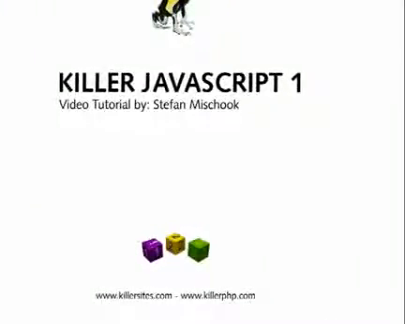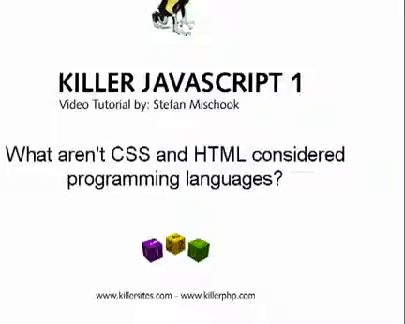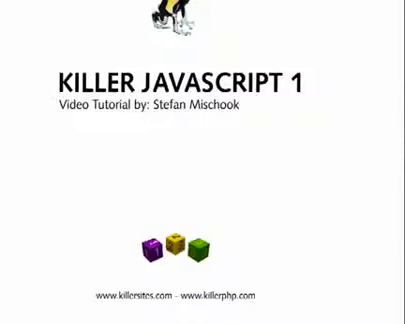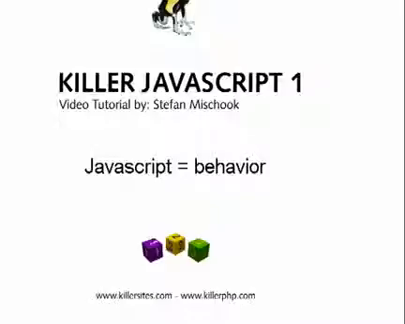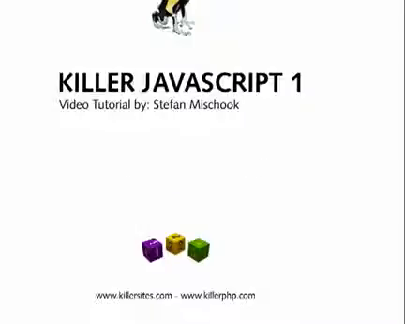And the final point I want to cover, this is an interesting one. Why aren't CSS and HTML programming languages? In a nutshell, because you cannot make decisions and change things on the fly with CSS or HTML. JavaScript allows you to add controllable behavior to a web page. That's the key point. It allows you to add controllable behavior to a web page.